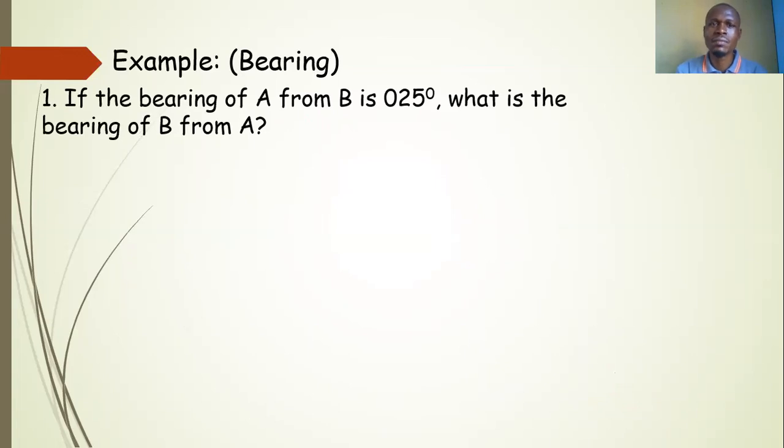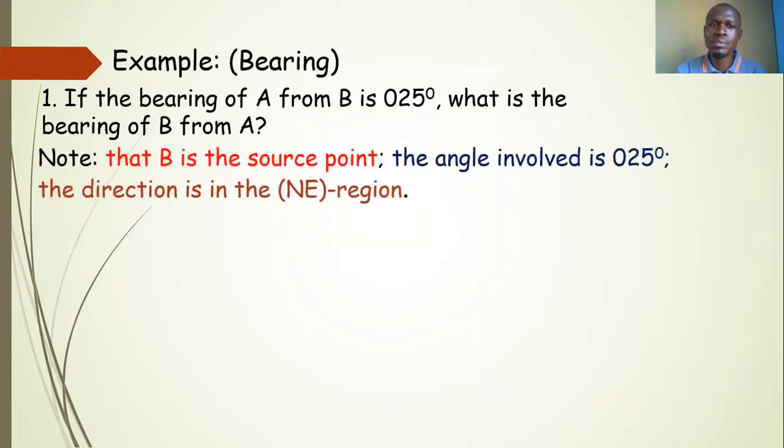If the bearing of A from B is 25 degrees, what is the bearing of B from A? What you have to note is that B is the source point, and the angle involved is 25 degrees. The direction is the northeast region. So what you have to do is place your source point, which is B. And if that is B, the north pole of B is that. What's the angle involved? 25. So draw your line. When you draw your line, you have the 25 degrees. That's point A.